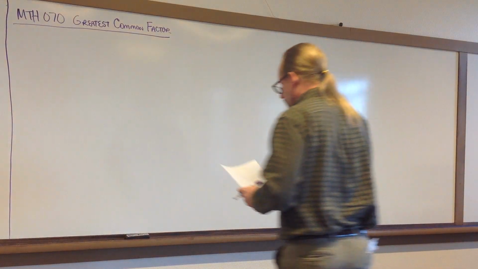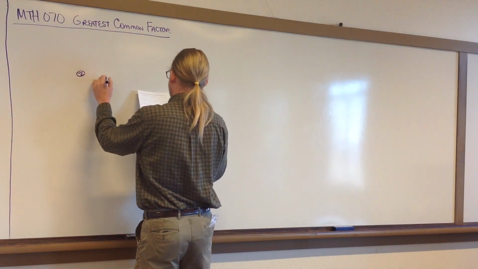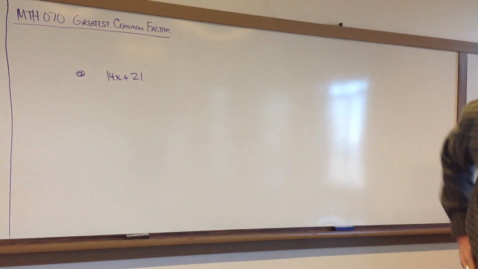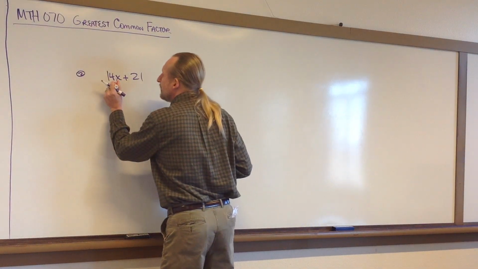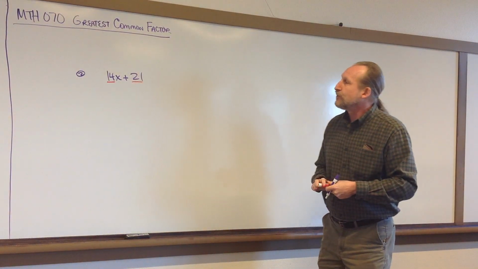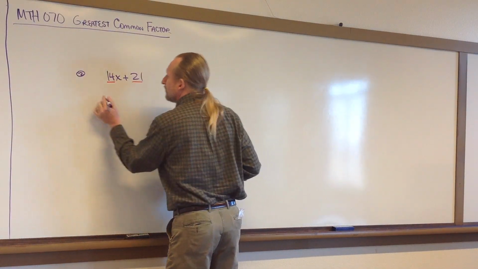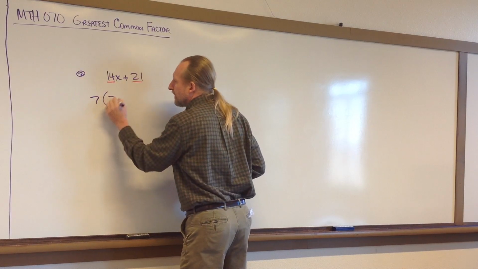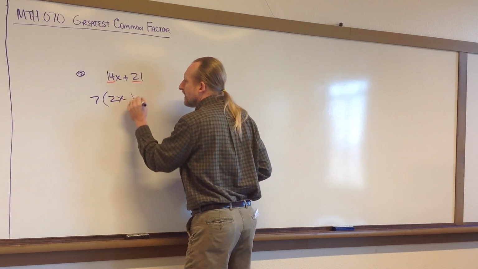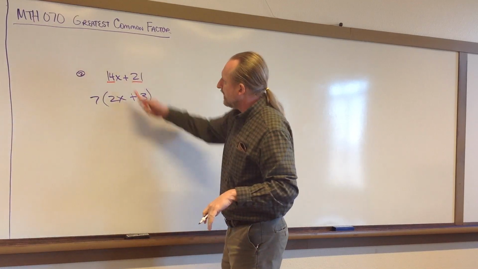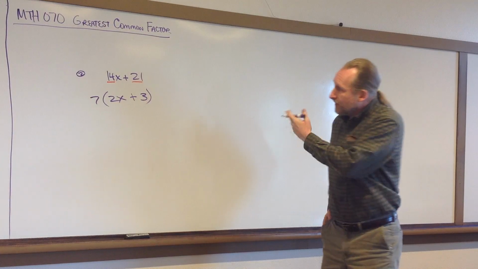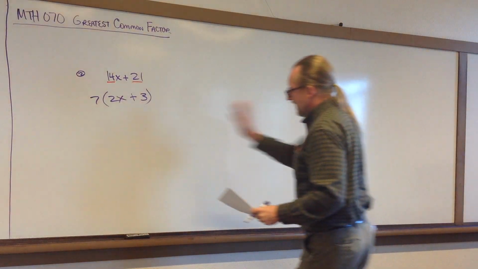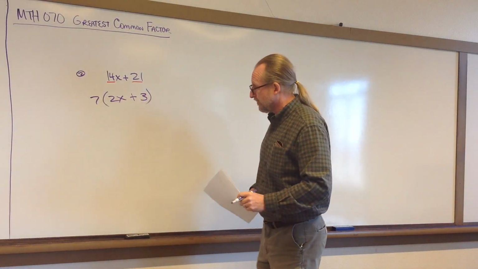So, problem 2, we have 14x plus 21. Again, what we want to do is look at the coefficients and see if we have a common factor there. If we do, then let's factor it out. So we have a common factor of 7. And so if we pull out the 7, since this is 7 times 2, that'll leave us with the 2. And since this is 7 times 3, that'll leave us with the 3. The x just stays the way that it is. So that's a pretty straightforward one. We just had a common factor of 7, and so that gets factored outside of the parentheses, and then the 2x plus 3 is inside.